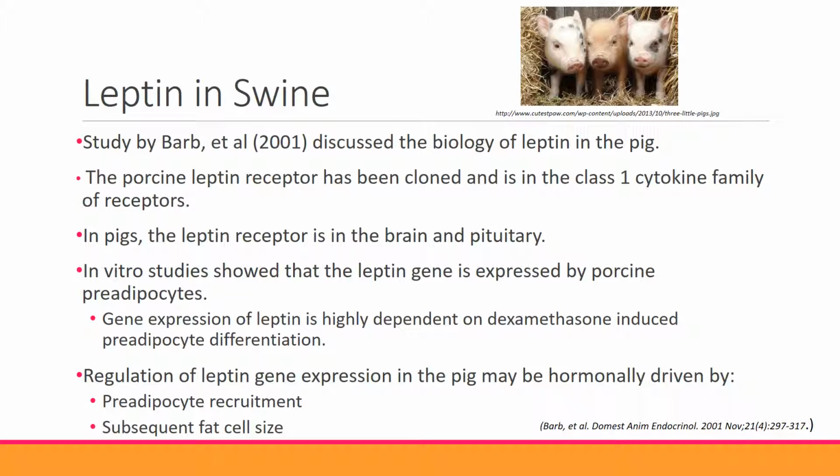So, in vitro studies showed the leptin gene is expressed by porcine preadipocytes. The gene expression of leptin is highly dependent on dexamethasone-induced preadipocyte differentiation. Hormonally driven preadipocyte recruitment and subsequent fat cell size may regulate the leptin gene expression in the pig.